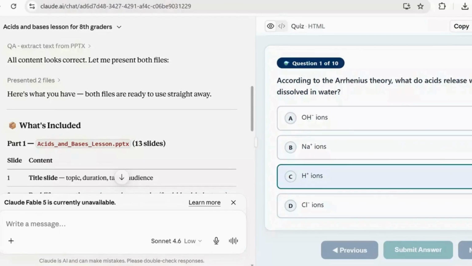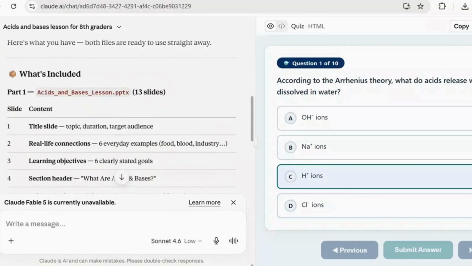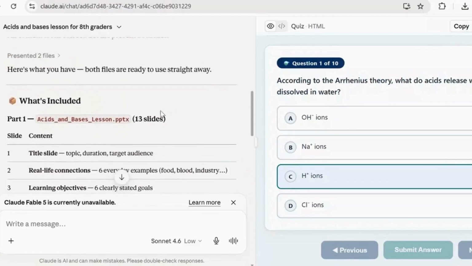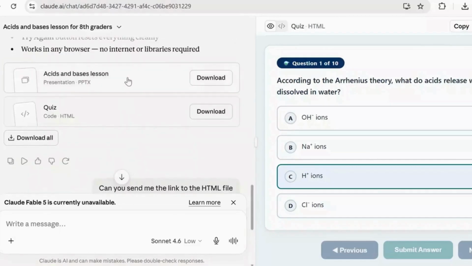Let's take a little more time to examine what Claude has produced exactly, and notice that the platform did not simply generate a few paragraphs of content. It created a complete instructional package, as you see. Let's have a look at the PowerPoint presentation. Here is the PowerPoint presentation. I need to download it.